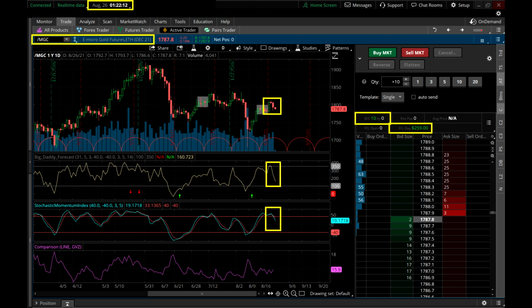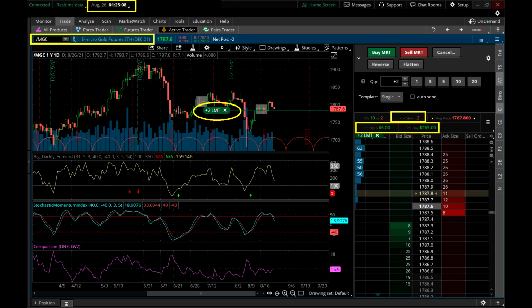E-micro gold, same 10 contracts, but you'll notice now, if you look to the far right, the position is closed. Our profit loss for the day is $259 so far, and the P/L open is 0 because there are no open positions. It closed. Very nice. As far as the indicators and the pricing, nothing much has changed. It's a daily chart, and they're still showing tomorrow is going to be a down day. Beautiful thing.